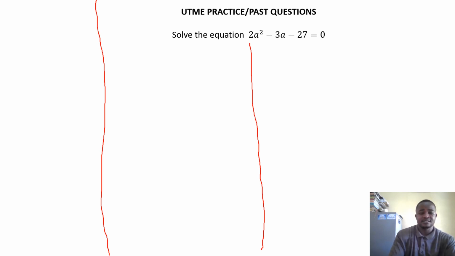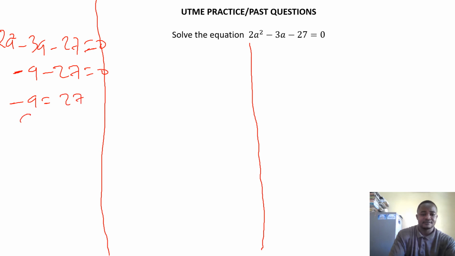Now, I will tell you the mistake most students will make once they see this question. They will go on by saying 2a squared minus 3a minus 27 equals 0. And then they will go further by saying 2a squared minus 3a is equals to minus a, then minus 27 is equals to 0. From there, they will say minus a is equals to 27, therefore a is equals to minus 27. This is not how to solve it.